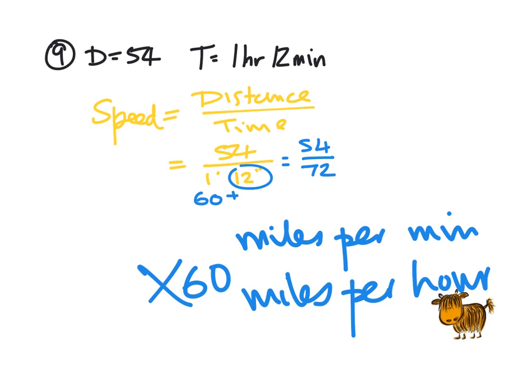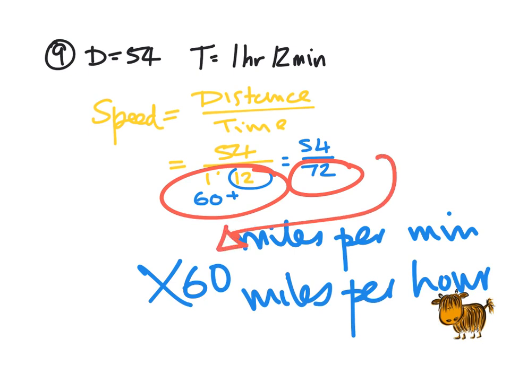So the easiest way: change the 1 hour 12 into 72 minutes, do your calculation, and then remember to times by 60 to put it into hours.